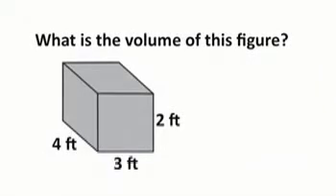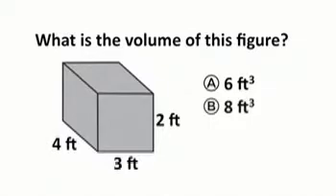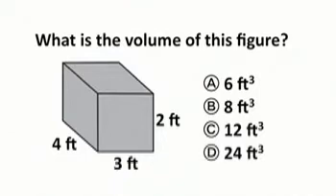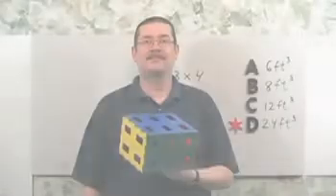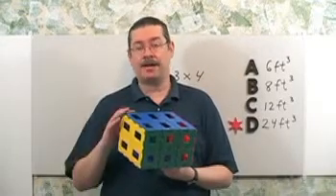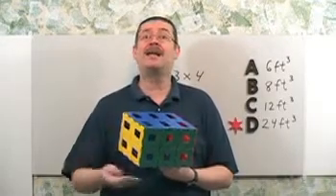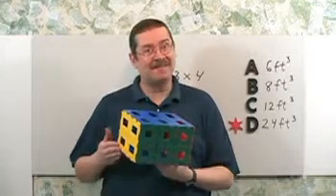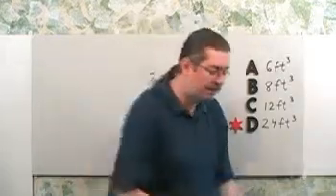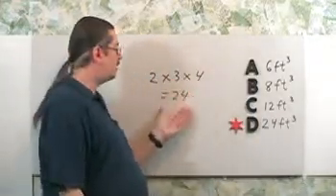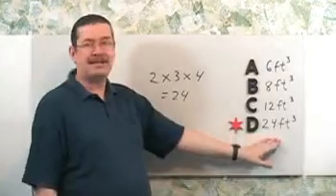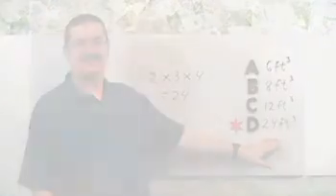What is the volume of this figure? To find the volume of a box or rectangular prism, all you need to do is multiply the length, the width, and the height. For this particular box, you would multiply 2 times 3 times 4, which is 24. So the answer is D, 24 cubic feet.